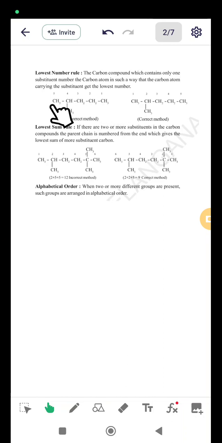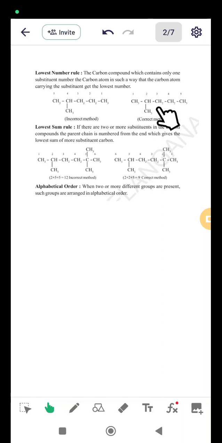One more interesting point, that is the lowest number rule. So how to choose the lowest number? Here there are two examples. In this there are 5 carbons. If you take from right to left, this is 1, 2, 3, 4, 5, so on the fourth carbon there will be the methyl group. But if you take left to right, this will be second. So which is lowest? Second is lowest. So obviously we have to take this as the number 1 carbon.